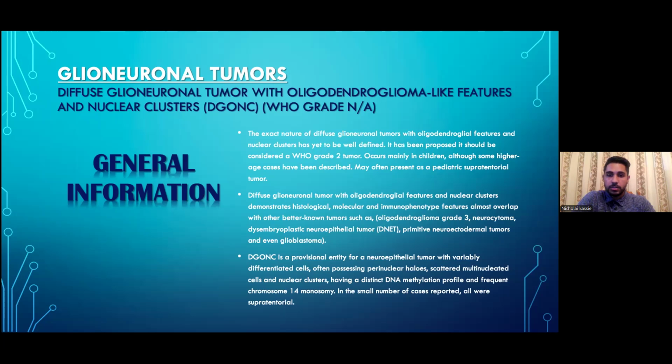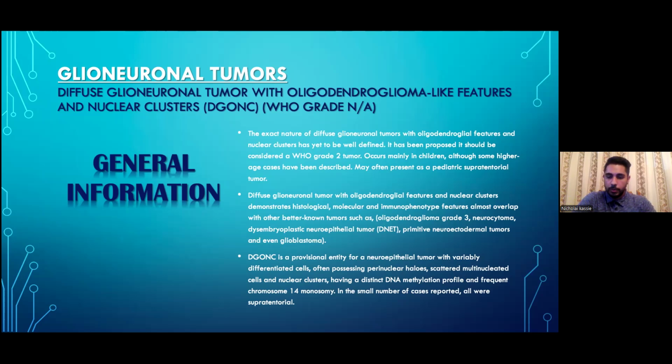It occurs mainly in children, although some cases of higher ages have been described. It may often present as a pediatric supratentorial tumor. These diffuse glioneuronal tumors with oligodendroglial features and nuclear clusters demonstrate histological, molecular, and immunophenotype features that almost overlap with other better known tumors, such as the oligodendroglioma grade 3, neurocytoma, dysembryoplastic neuroepithelial tumor, primitive neuroectodermal tumor, and even the glioblastoma.